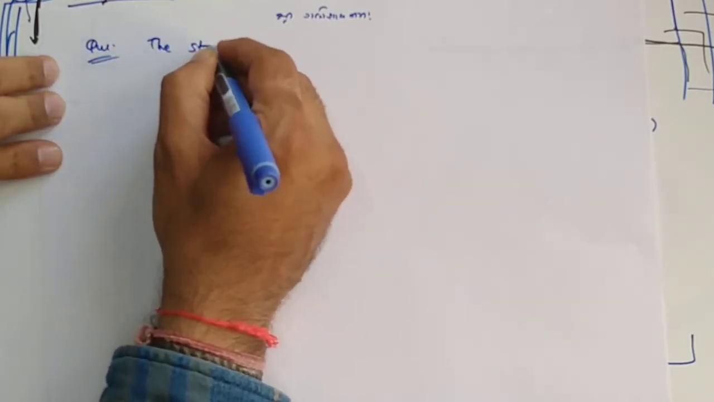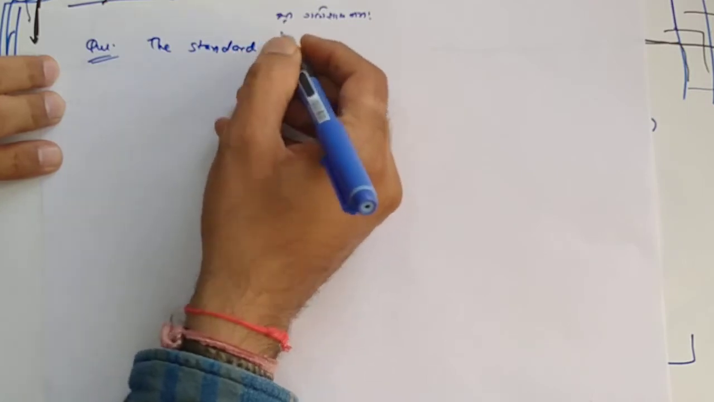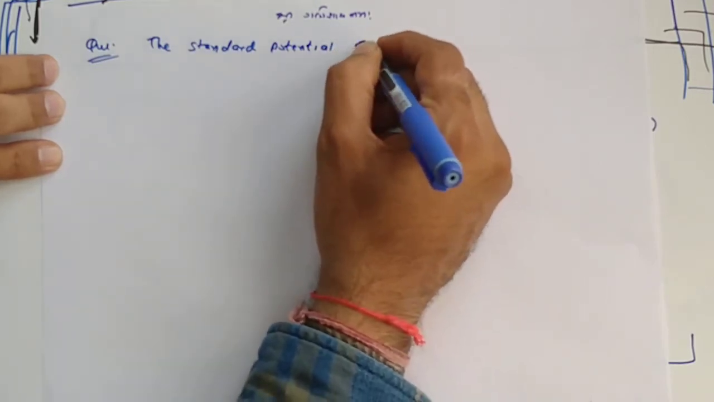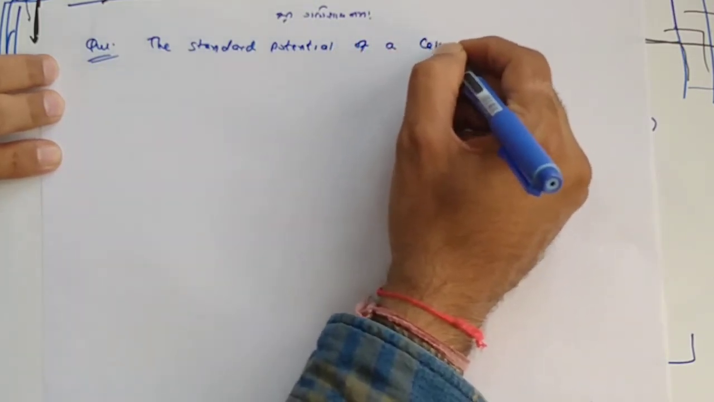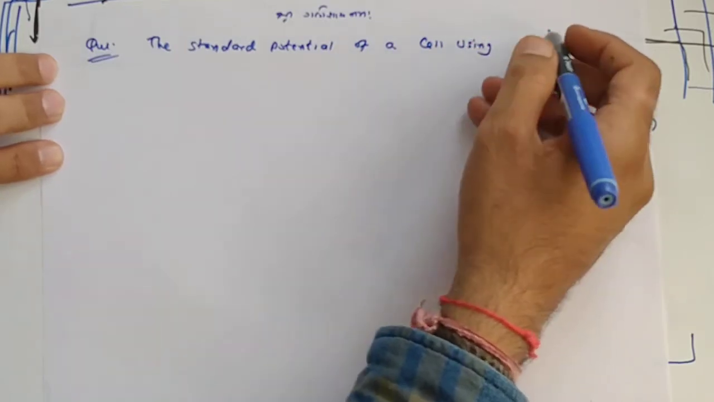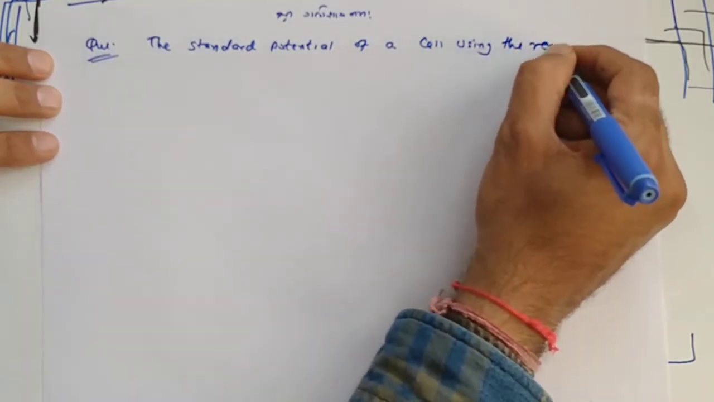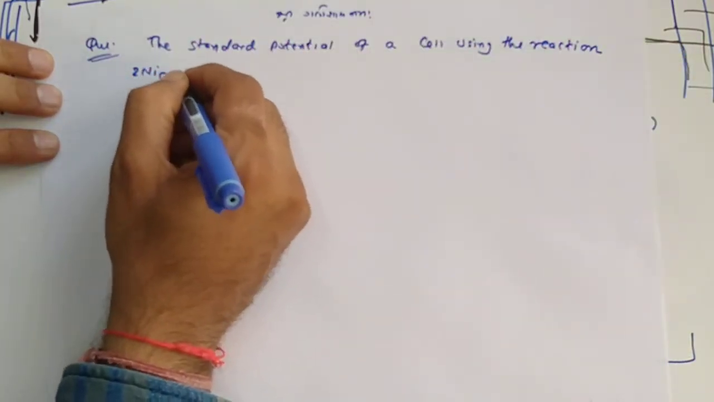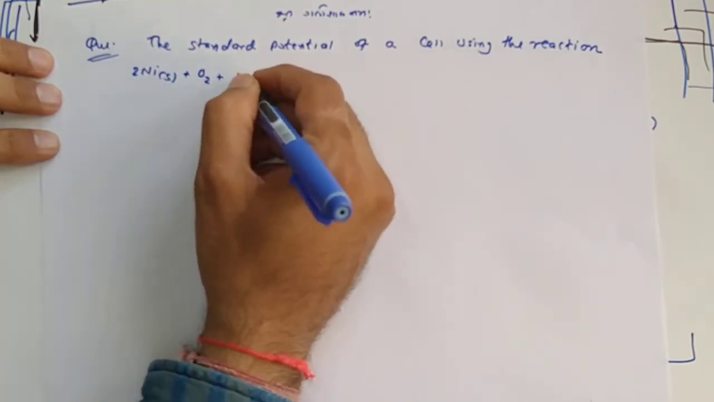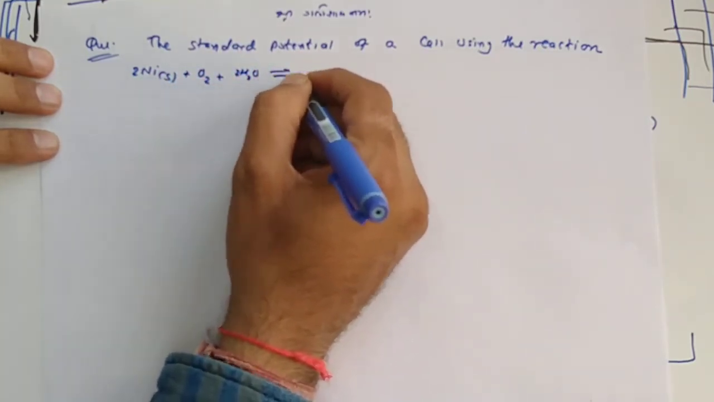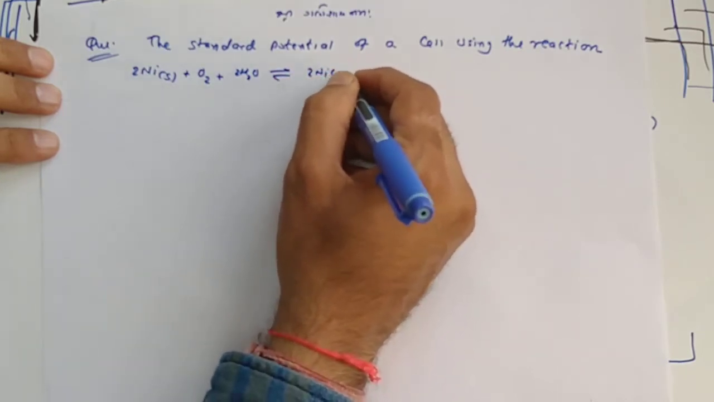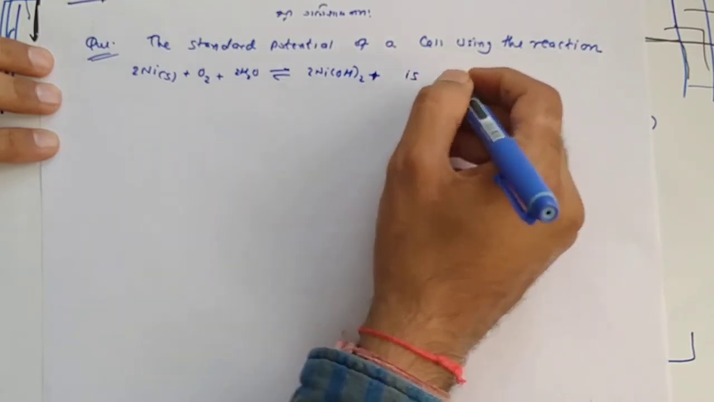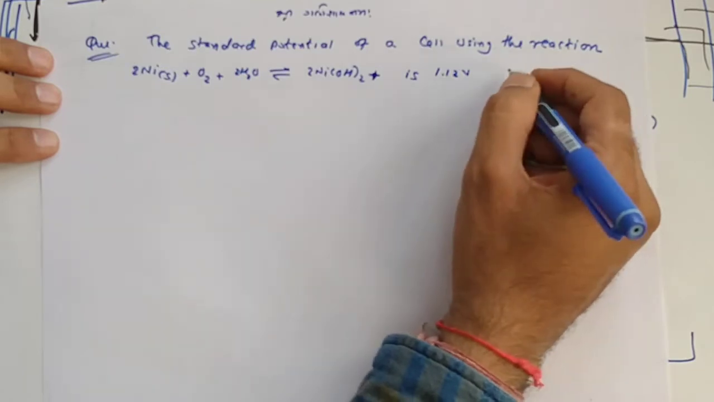The standard potential of a cell using the reaction 2 Ni solid plus O2 plus 2H2O gives 2 Ni(OH)2 is 1.12 volt.